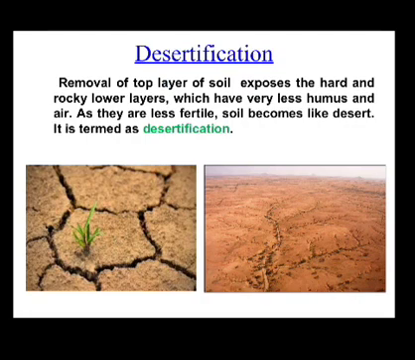And what do you mean by desertification? Removal of the top layer of soil exposes the hard and rocky lower layers which have very little humus and air. As they are less fertile, soil becomes like desert and therefore it is known as desertification. And again, this desertification won't allow proper crops and plants to grow. As the plants would not be there, the organisms which depend on the plants for their food requirements would also not be there. And hence the whole cycle will get disturbed in that particular area. Therefore, it has to be taken care that forest and wildlife should be conserved.